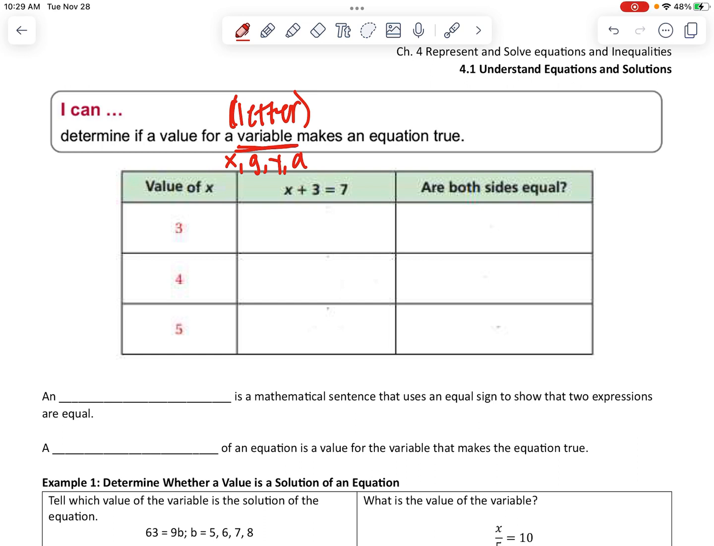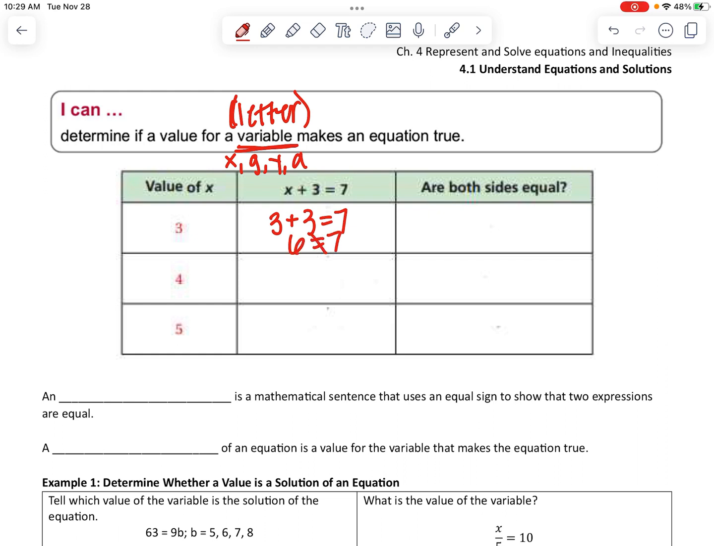On this chart, it gives us the value of X on the left. It gives us an equation in the middle, and then it says, are both sides equal? That's how we'll determine if it fits or not. It says 3 is the value of X, so we plug in our 3 for the X right there, and we get 3 plus 3 equals 7. Now it's asking, are both sides equal? Well, 3 plus 3 is 6, so this would be 6 equals 7, and that is not correct.